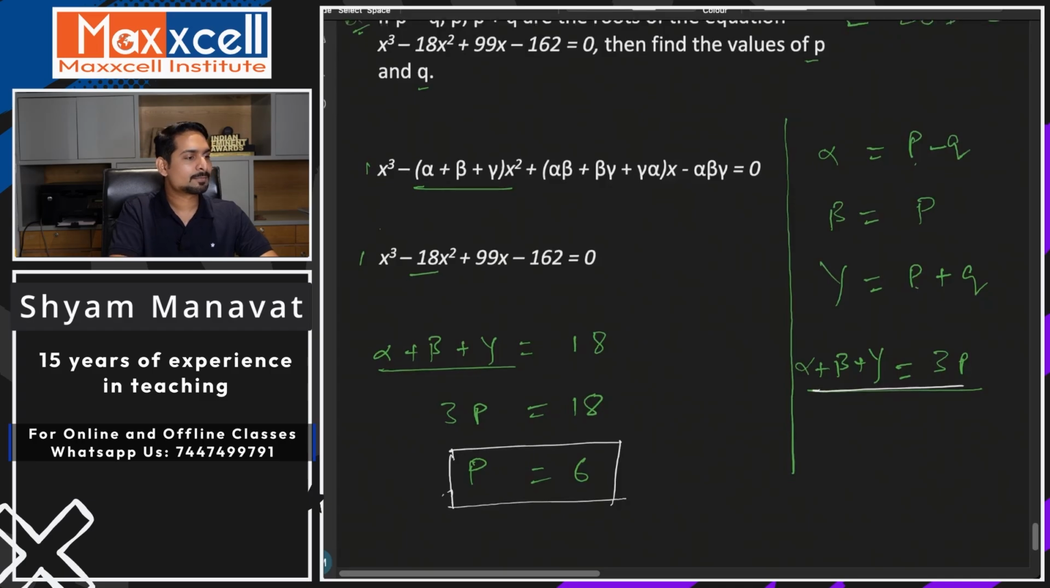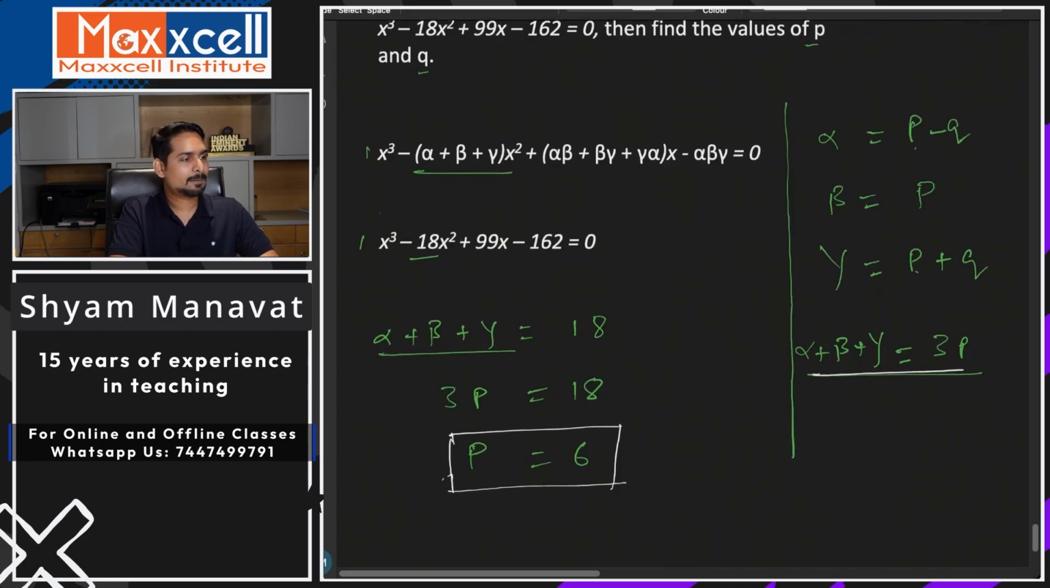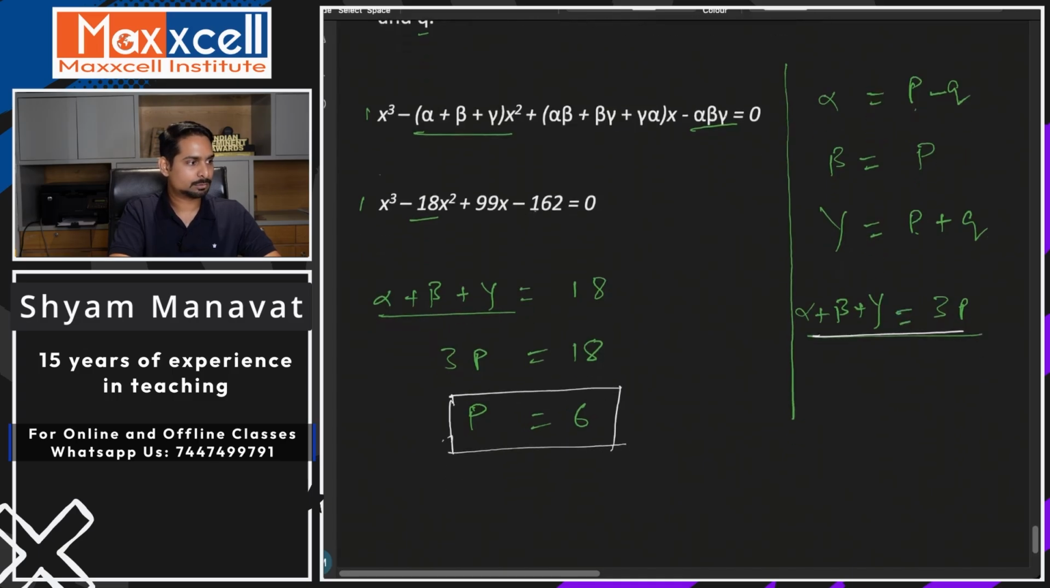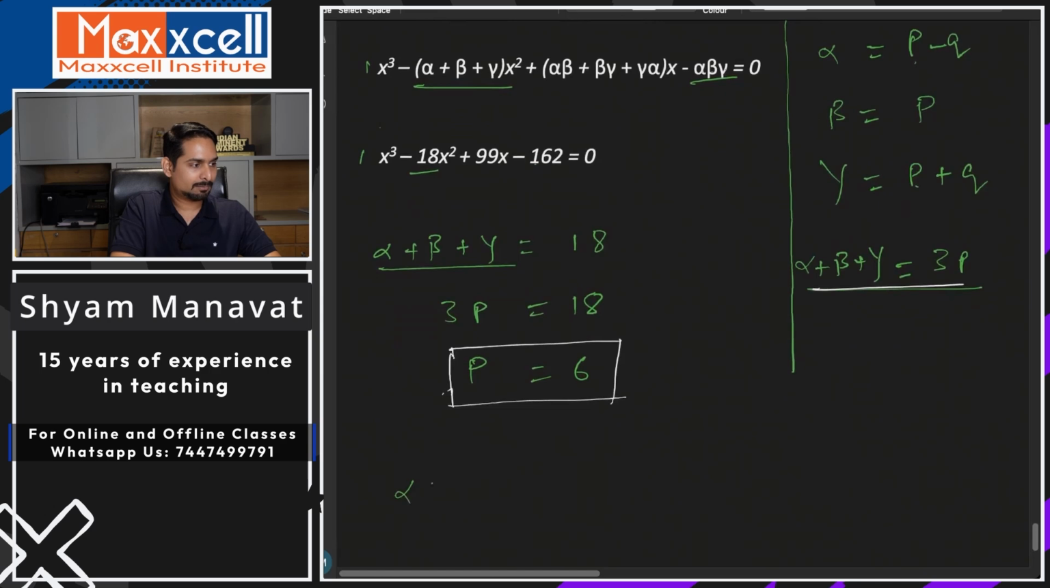Then what do we do? Let's try with the product, alpha into beta into gamma. Here I have alpha into beta into gamma, with the negative sign, and the constant here is also negative, which is 162. So I can say alpha into beta into gamma, considering alpha, beta and gamma are the roots, is equal to 162.